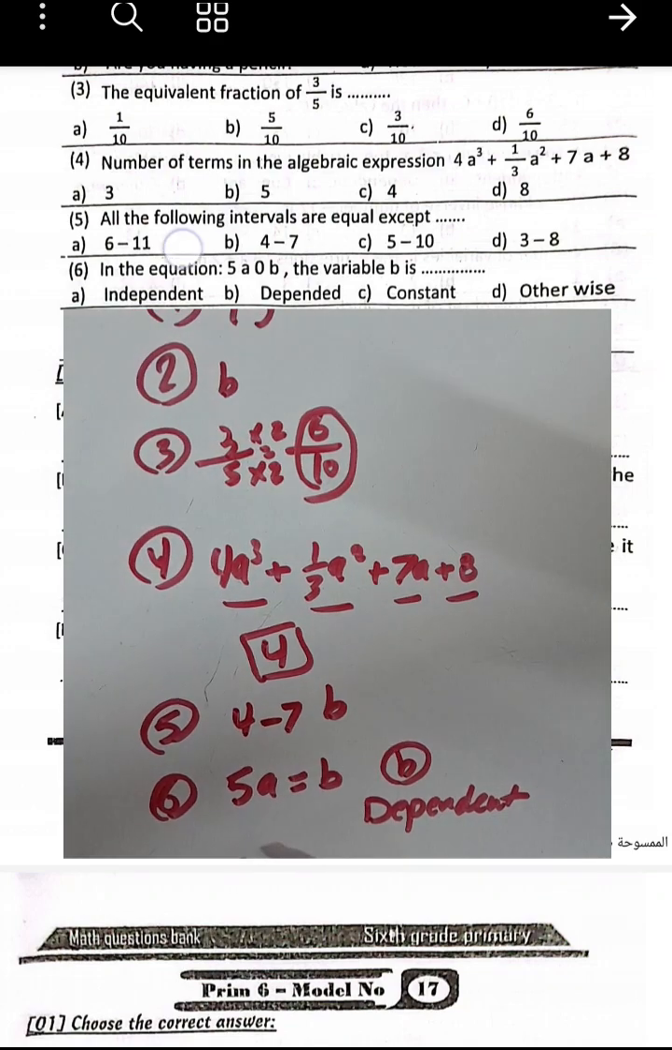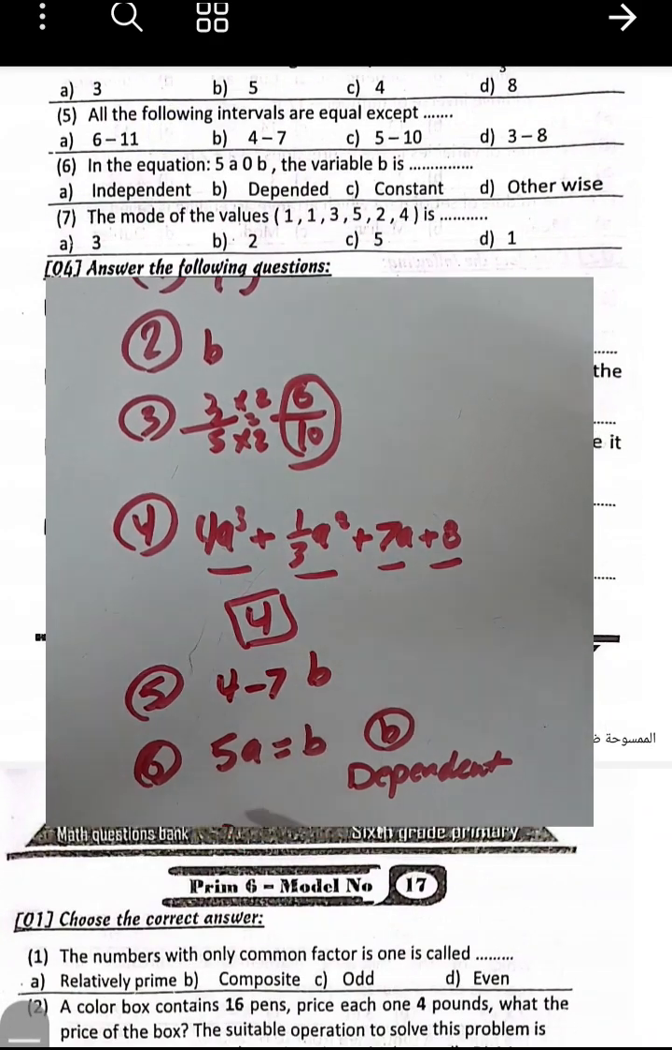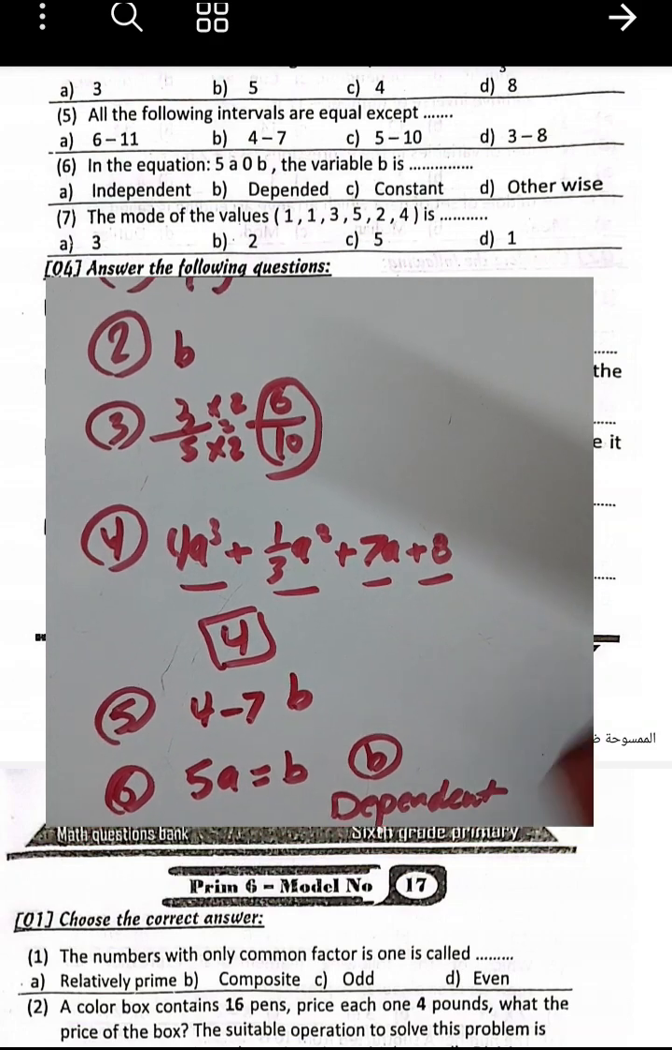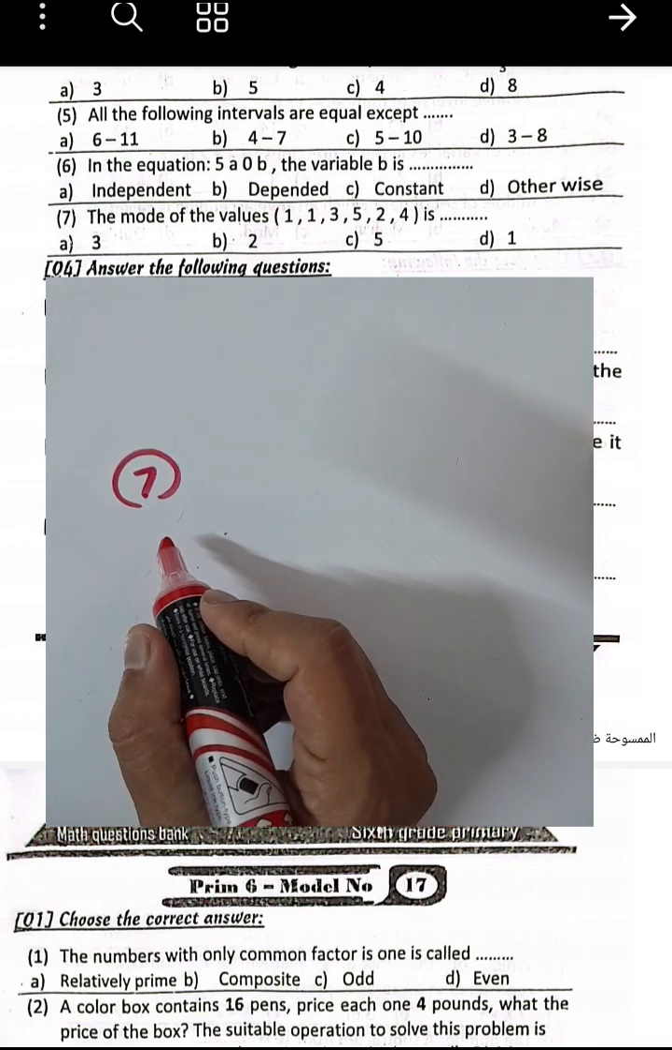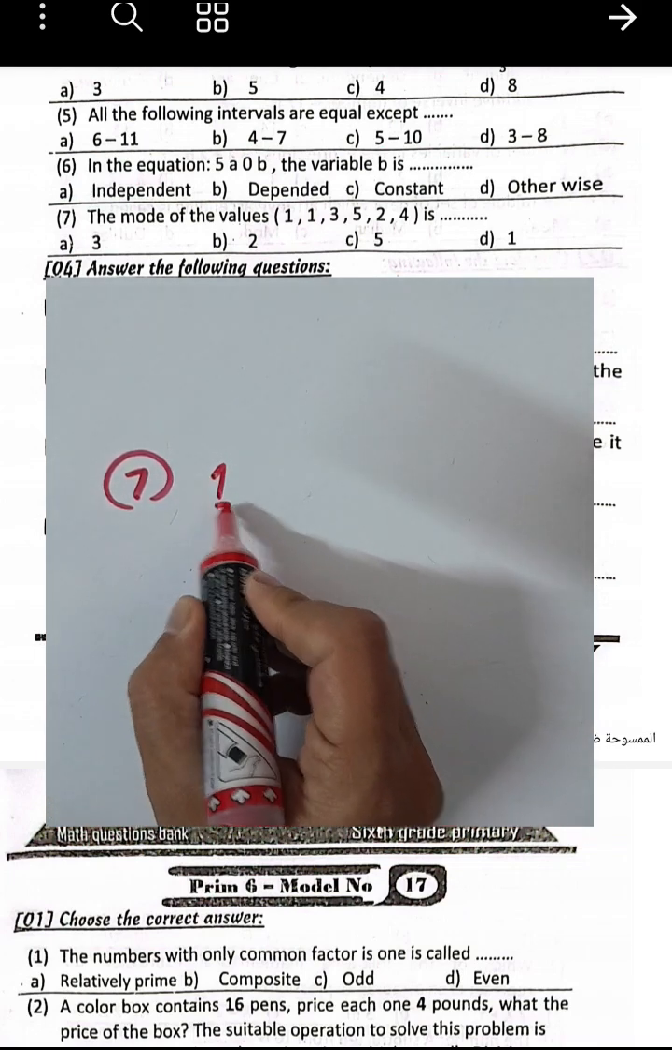Question 7. The mode of the values here will be 1, because 1 is the most repeating of all values.